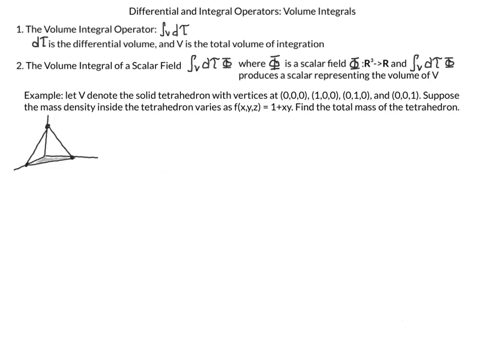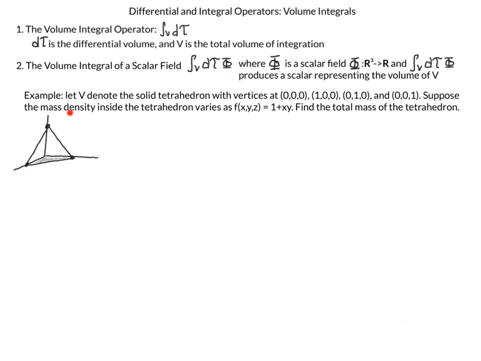I like this next example because we actually have a function phi other than 1 now that we're going to plug in. Remember, it's a scalar function. It takes 3 variables, x, y, and z, and maps it to a single real number. I guess it could be complex, but in this case, it's a real number. So the example, let V denote the solid tetrahedron with the vertices at (0, 0, 0), (1, 0, 0), (0, 1, 0), and (0, 0, 1). And this is my lovely drawing of this tetrahedron.